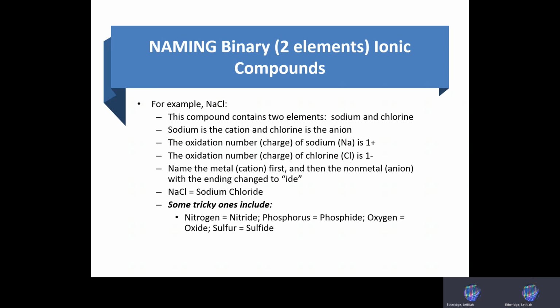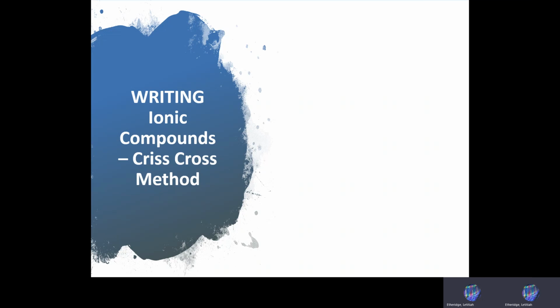Okay, so now let's talk about how to write these ionic compounds. We are going to use what we call the crisscross method. We briefly referenced it when we were writing our Lewis dot structures, but now we're really going to go into detail. It's used to write ionic formulas, and we're going to use the oxidation number or charge.